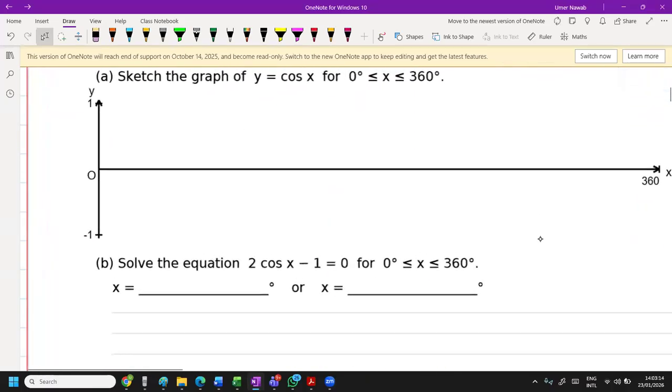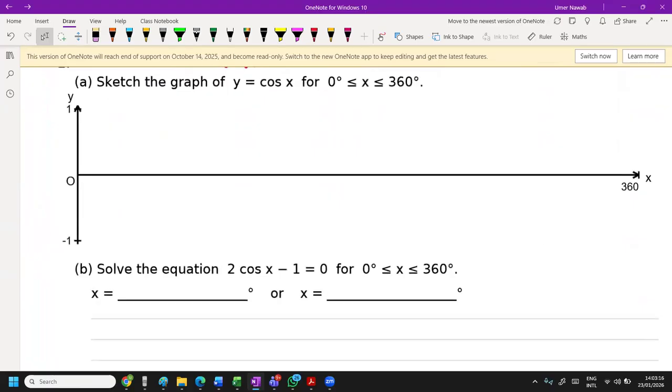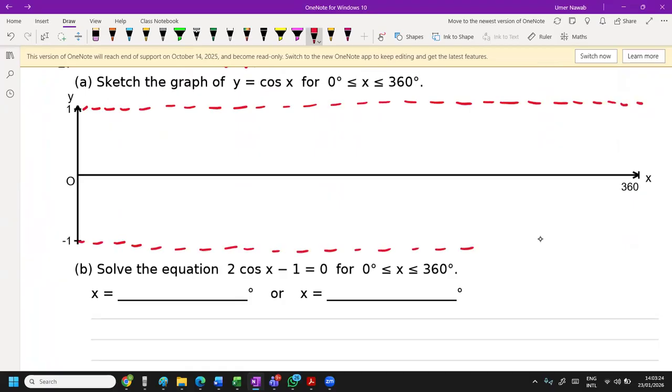Next question is the cosine graph. For the cosine graph, I need to draw the y equals 1 line. I need to draw the y equals negative 1 line. I need to divide 360 into 4 equal parts, and this is 90, this is 180, this is 270. Then draw the vertical dotted lines.